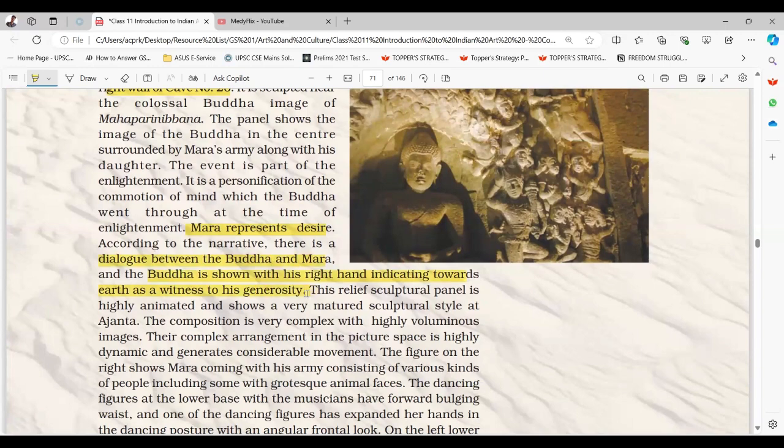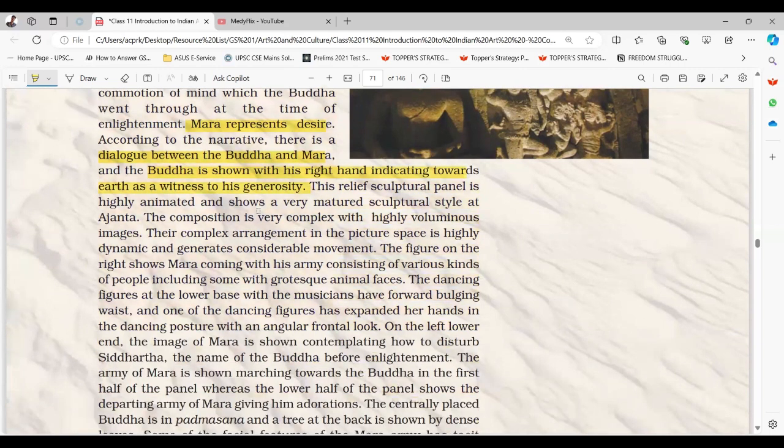This relief sculptural panel is highly animated and shows a very matured sculptural style at Ajanta. The composition is very complex with highly voluminous images. Their complex arrangement in the picture space is highly dynamic and generates considerable movement.